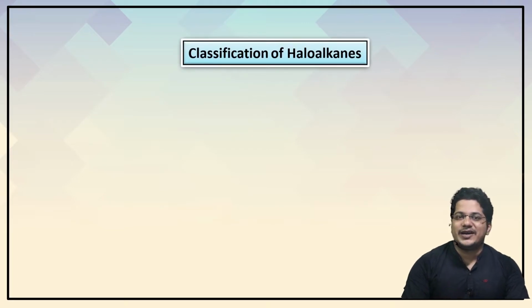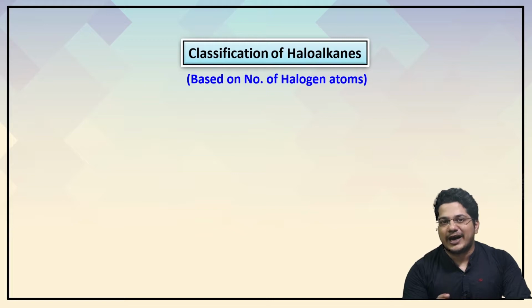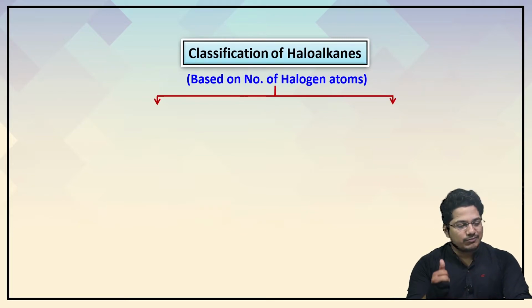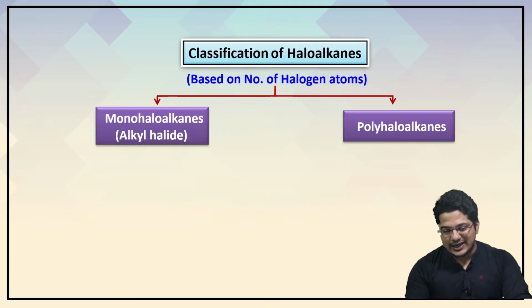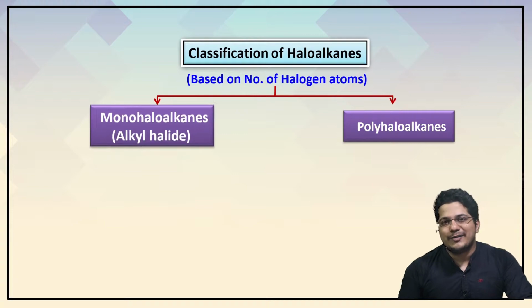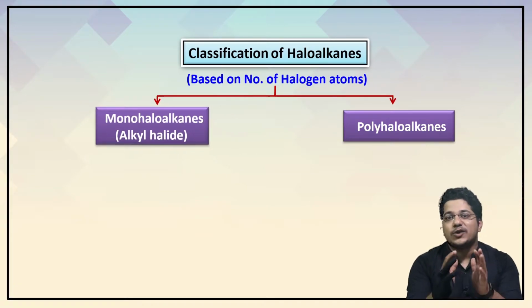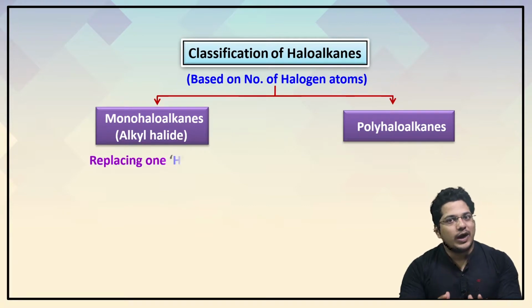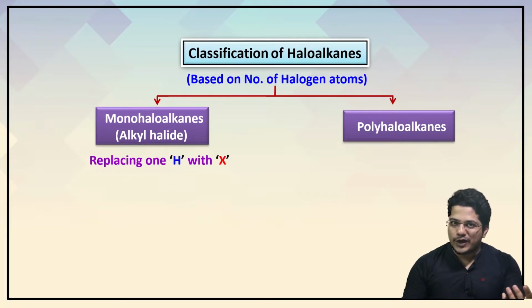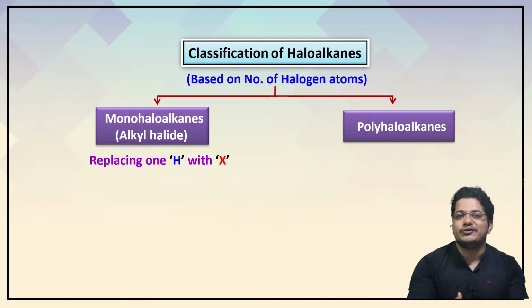Now the very first thing, let's start with the classification of haloalkanes. They are classified into two types. First one is based upon the number of halogen atoms. They can be classified as monohaloalkanes, that is alkyl halides, or polyhaloalkanes. Now, talking about monohaloalkanes, let's see. Over here, I will replace one hydrogen with one halogen atom. So what I have done, मैंने एक hydrogen निकाल दिया, उसके जगह पे एक halogen introduce कर दिया.